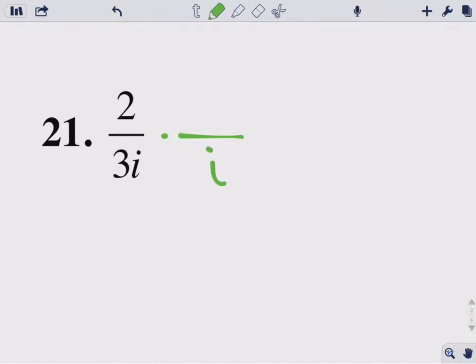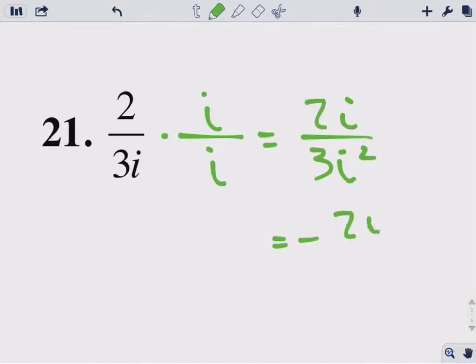Rationalize the denominator. So i and i, it gives me 2i over 3i squared. Remember, i squared is equal to negative 1, so I get negative 2i over 3.